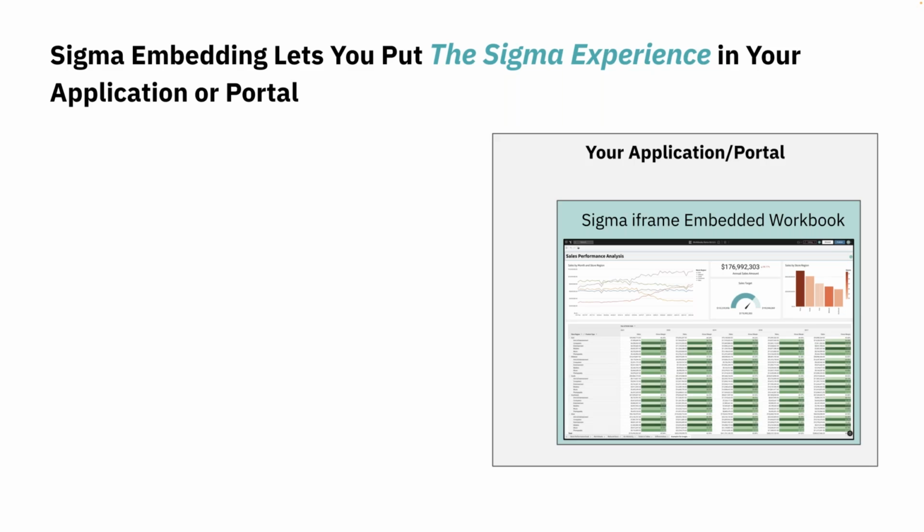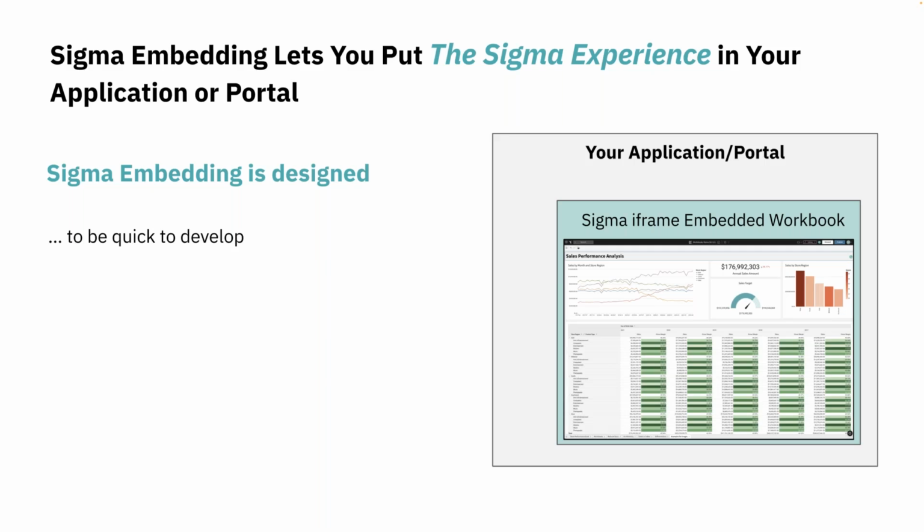You have the ability to embed Sigma into your application in a very secure way using an iframe. An iframe is the mechanism that Sigma uses to embed. A lot of people say, well, do you have an SDK? Can I embed components? The answer is no. We embed through iframes, and this makes the embed experience very quick to get up and running. So the time to value is an important benefit to Sigma embedding.